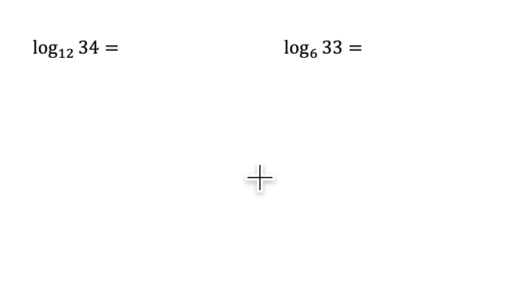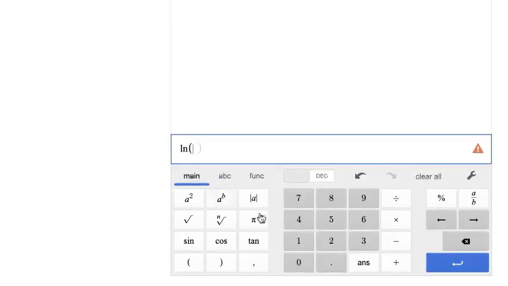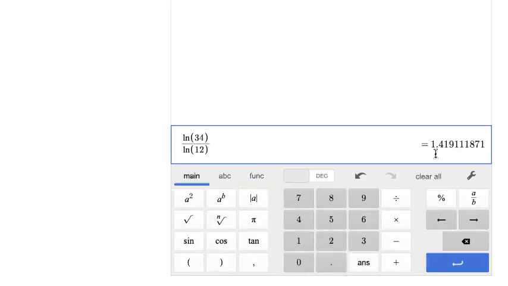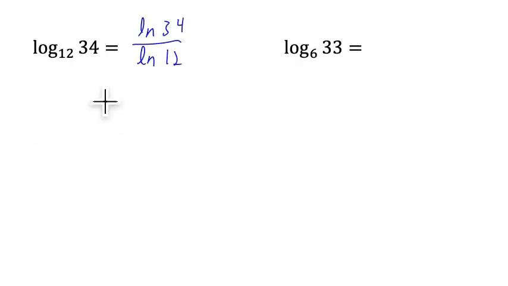Now, just to emphasize that we can choose whatever base we want, let's go ahead and use base e, or the natural log, for these two. So we're trying to figure out log base 12 of 34. That will equal the natural log of 34, or log base e of 34, over the natural log of 12. And we get 1.419. So 12 raised to the power of 1.419 is about equal to 34.